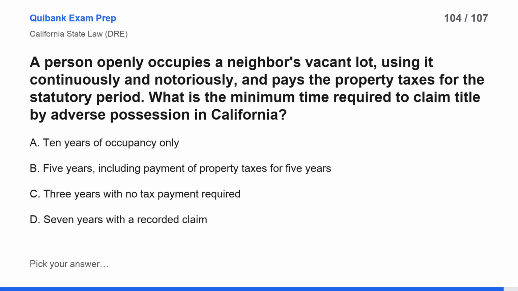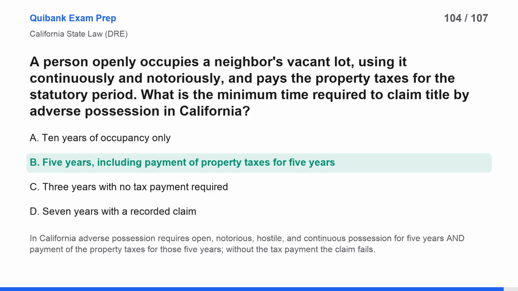Question 104. A person openly occupies a neighbor's vacant lot, using it continuously and notoriously, and pays the property taxes for the statutory period. What is the minimum time required to claim title by adverse possession in California? A. 10 years of occupancy only. B. 5 years, including payment of property taxes for 5 years. C. 3 years with no tax payment required. D. 7 years with a recorded claim.